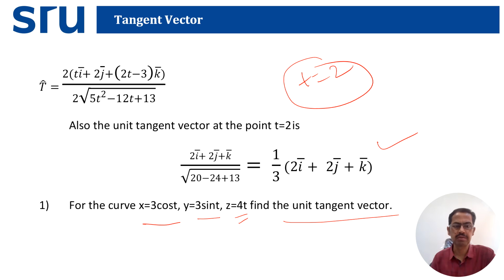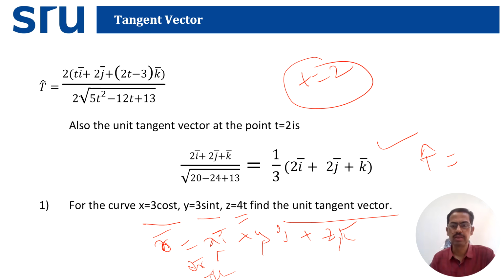First write the position vector. What is the position vector here? R bar is equal to x i bar plus y j bar plus z k bar, substitute the x, y, z values and differentiate this. Differentiate r bar to get dr bar by dt, and write the tangent vector t cap equal to dr bar by dt divided by the absolute value of dr bar by dt. This is about the tangent vector. Okay, thank you very much.